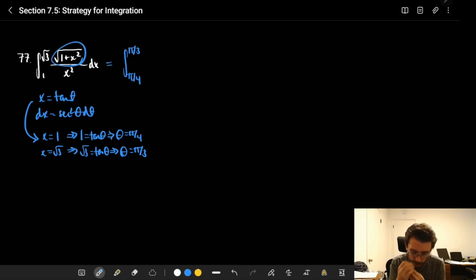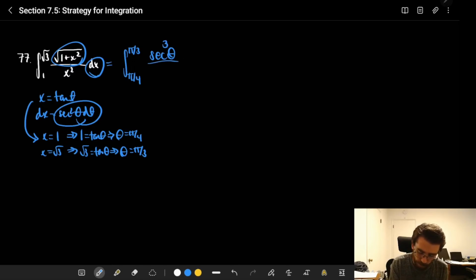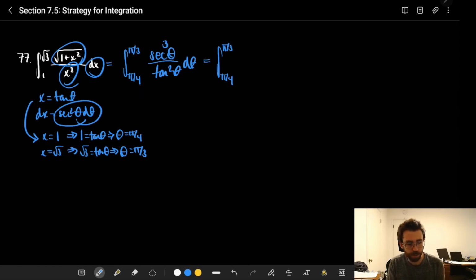1 plus x squared is 1 plus tan squared. That's secant squared, but it's under a square root, so it's just secant. We also have the dx is another secant squared, so I'll call it secant cubed on top. x squared on bottom is going to be tan squared. That one doesn't look too bad. Let's see if looks are deceiving. Don't want to convert to sines and cosines. Might do secant squared trig identity. So secant squared is what? Tan squared plus 1?